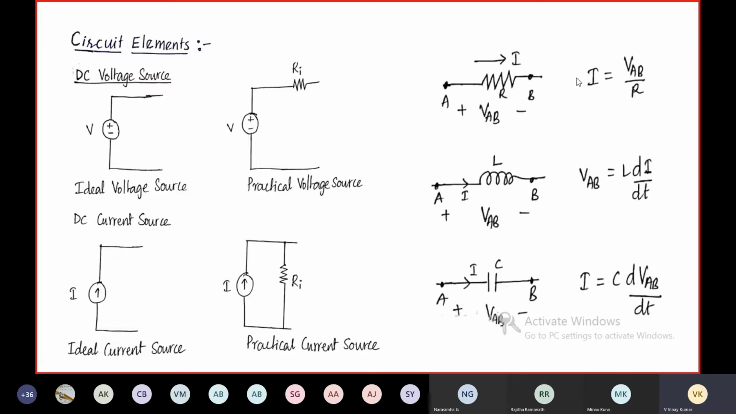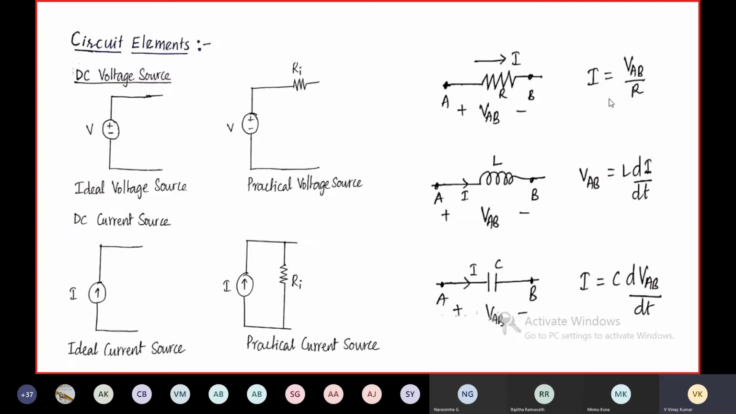We have circuit elements: voltage source, current source, resistor. Apart from resistor, we have two more elements: inductor and capacitor. The resistor consumes energy, dissipating it in the form of heat. In the case of these two elements, they do not consume any energy; they store energy. The inductor stores energy in the form of electromagnetic energy, whereas the capacitor stores energy in the form of electrostatic energy.